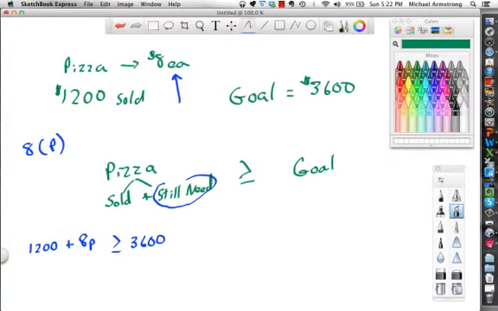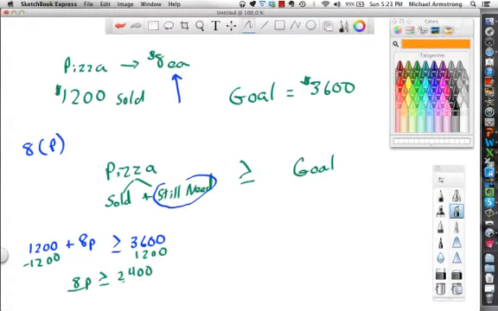Now we want to get rid of this 1,200, so we're going to subtract the 1,200 from here, and we're going to subtract it from here, and we'll see that we're left with 8P is greater than or equal to $2,400. See, we reduced the 1,200 that we already had. We took it away from our total goal, so now all our remaining goal is 2,400. The nice thing about this is 24 is divisible by 8, so I don't even need a calculator.